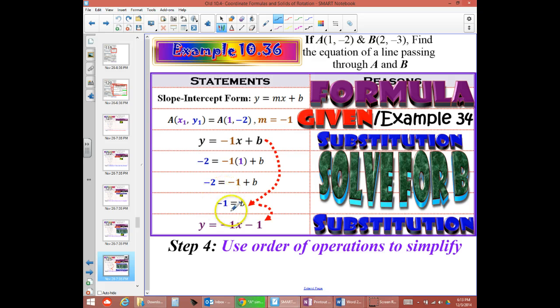And since b equals -1, that's exactly where we're going to put it. We fill in our entire equation. We substitute. Y equals -1x. That's where the slope comes from, -1. Minus 1, because that's what b is. And we've got our final equation: y equals -1x minus 1.